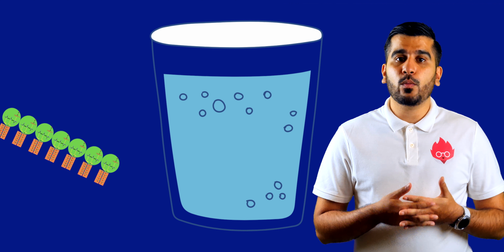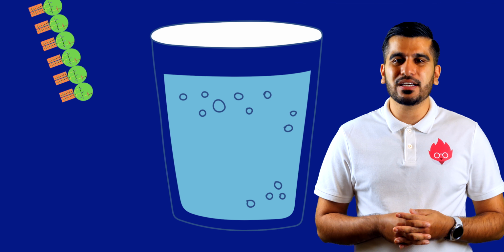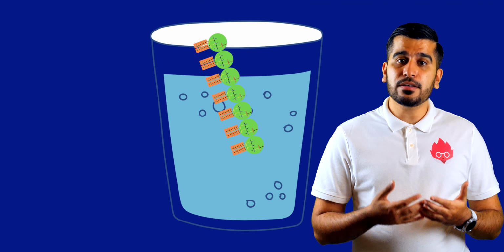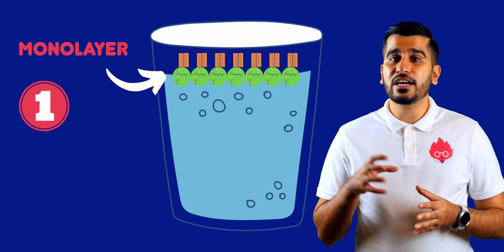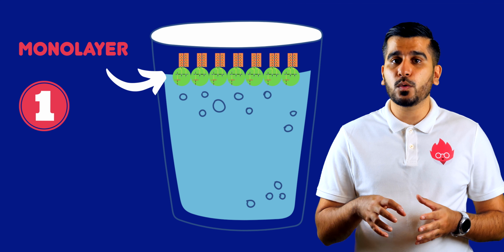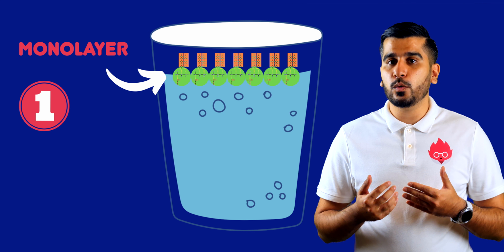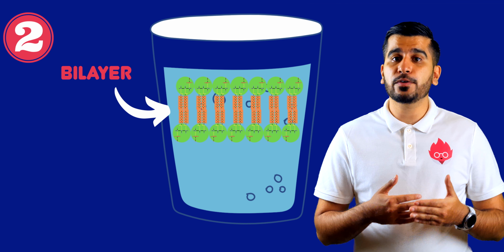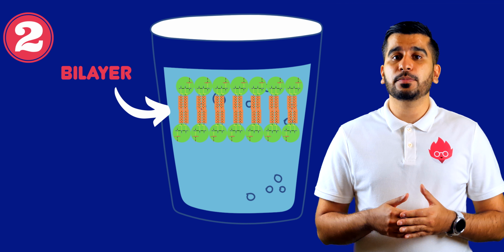This means that when phospholipids are placed in water, they can orient themselves by either forming a monolayer where the hydrophilic heads are facing into the water and the hydrophobic tails away from water, or a bilayer where the hydrophobic tails again are facing away from the water.